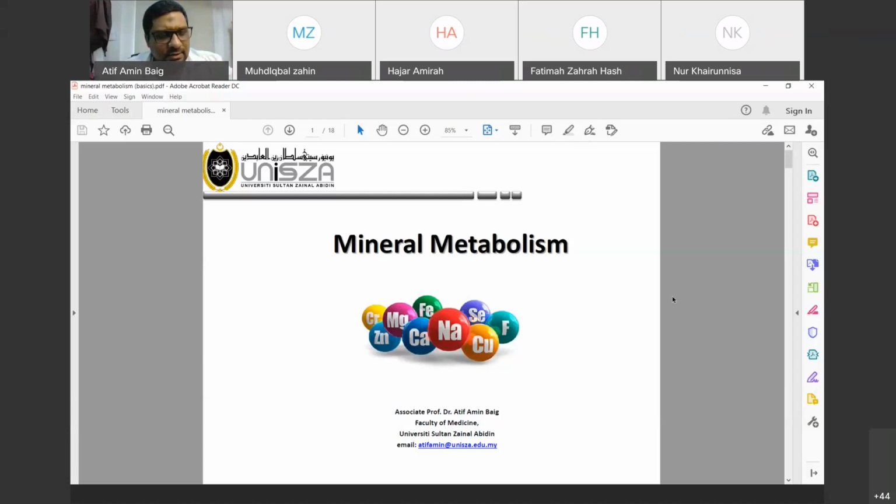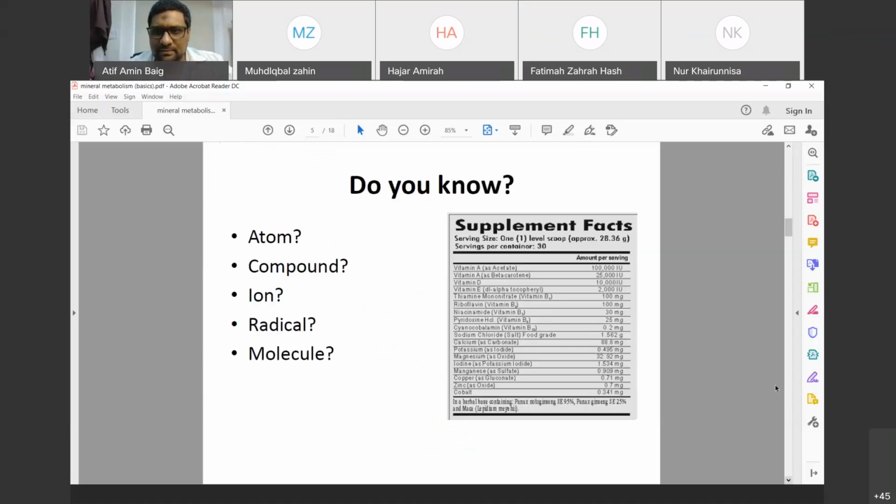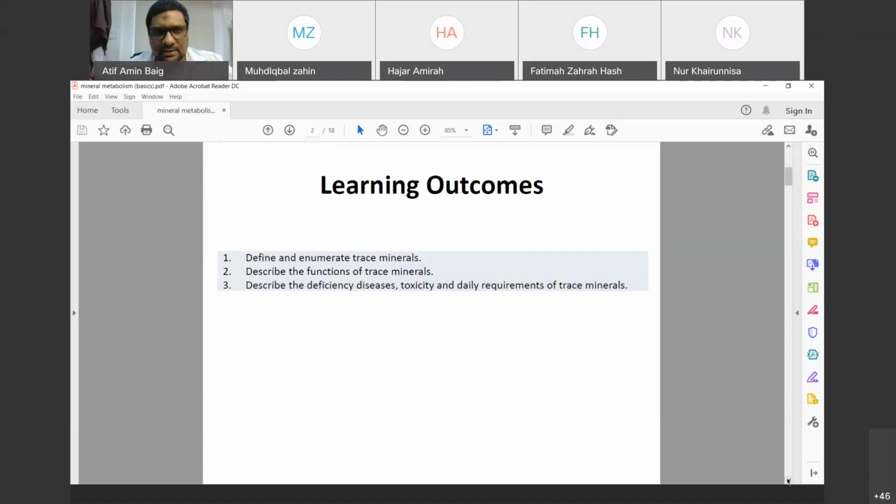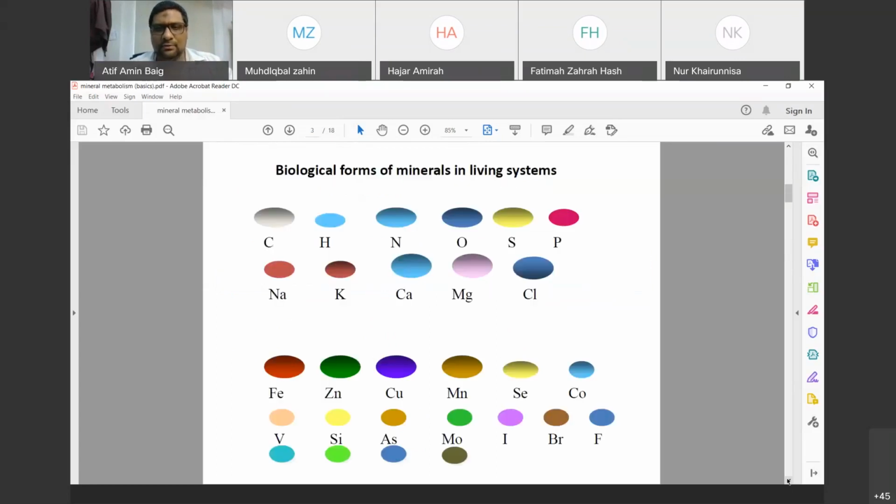The vitamins, I think Dr. Hashim has already gone through with you. So my focus will be more on minerals, inshallah, for today's lecture. What we have here is basically three learning outcomes only, which are to define and enumerate trace elements, to describe the function of trace minerals, and to describe the deficiency diseases, toxicity, and daily requirement of trace minerals. Just like we normally follow, I want all of you to listen to me for 5 minutes first for the conceptual knowledge, and then we will go to the factual knowledge.